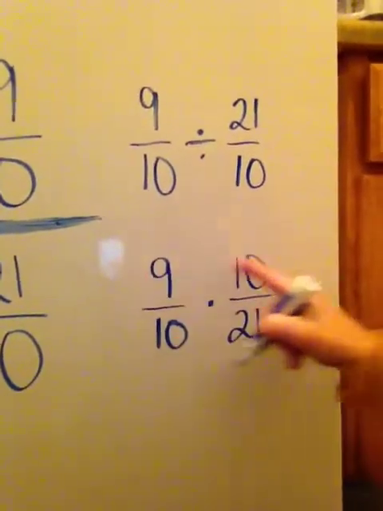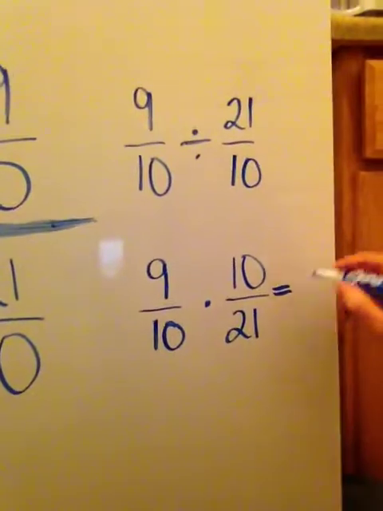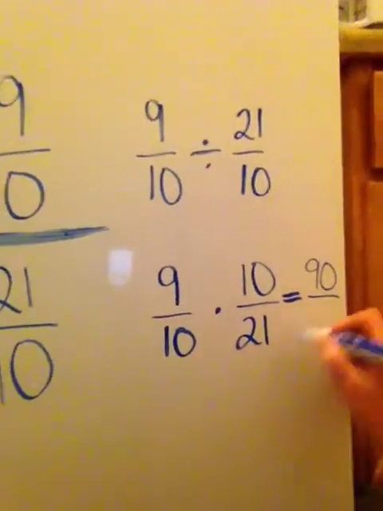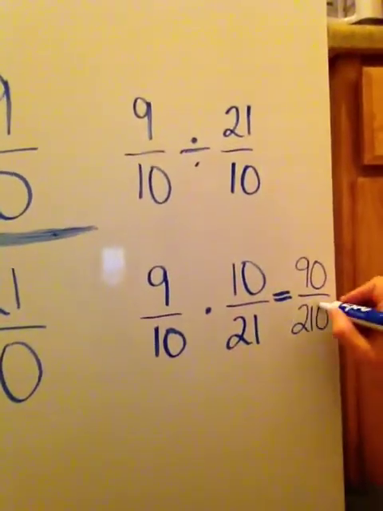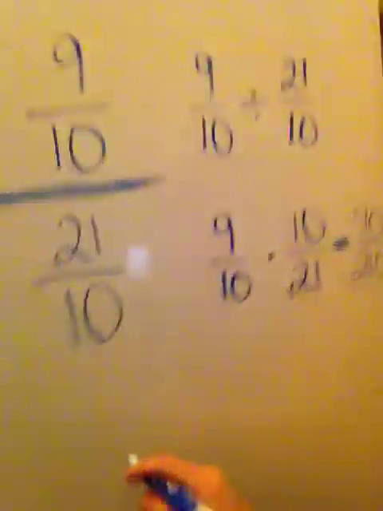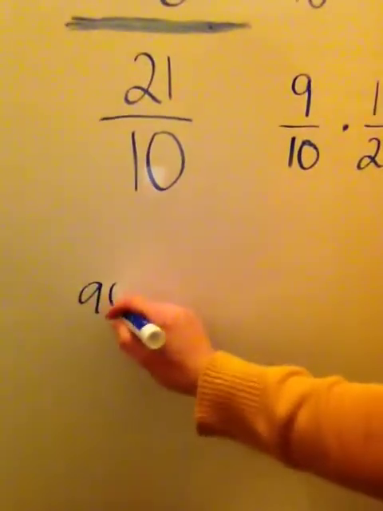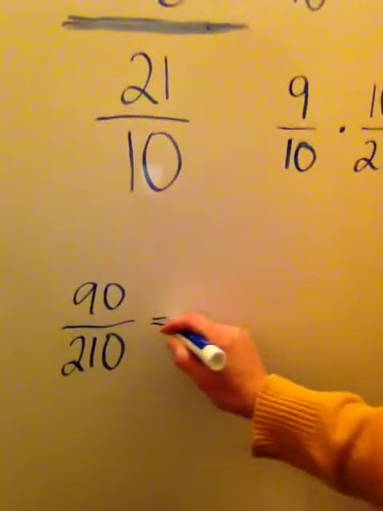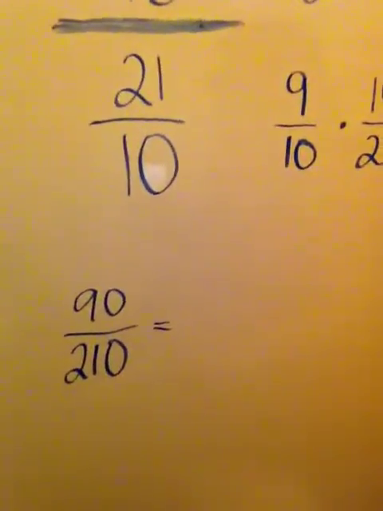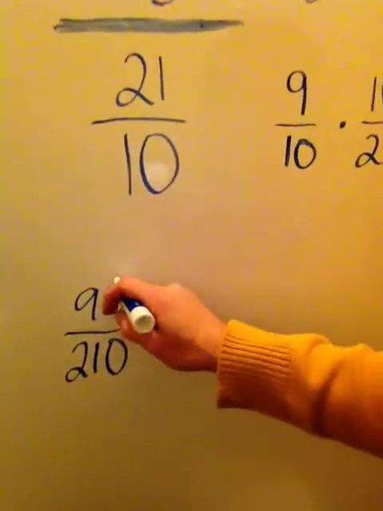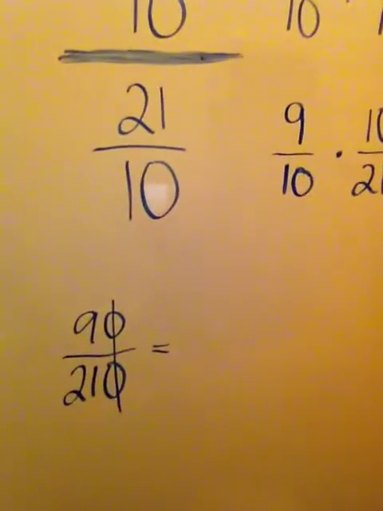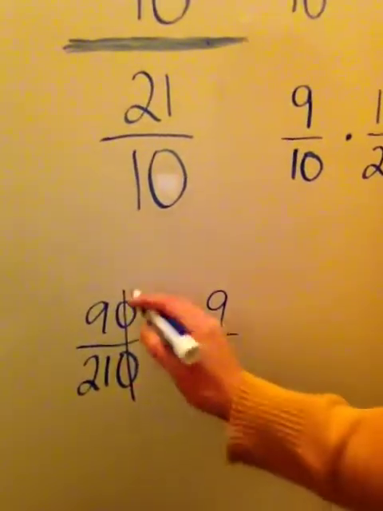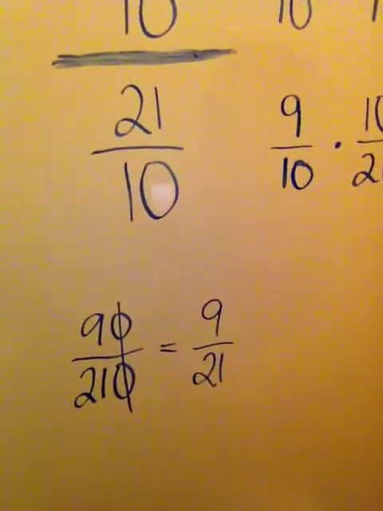Multiply fractions, you multiply your numerators, then you multiply your denominators. So I get 9 times 10 is 90. 21 times 10 is 210. Got to reduce that fraction. I'm going to come down here. So 90 over 210. Okay. Remember the trick. If the zeros are at the end, I can cancel 1 for 1. So I've got 9/21. Essentially, all I did was divide both of those by 10.